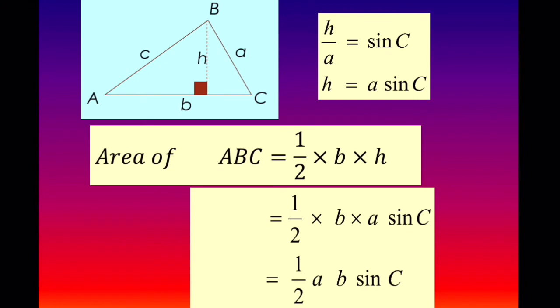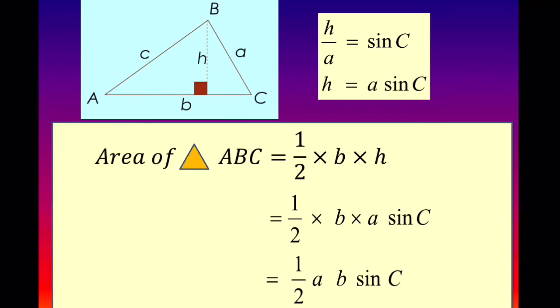So let's say H over A, H is the opposite to C, over A, which is the hypotenuse, is equal to sine C. Hence, H is equal to A sine C. So area of triangle ABC is 1 over 2 times B times H, right? So then if we substitute H equal to A sine C, we'll get area of triangle is 1 over 2 A times B times sine C, right?